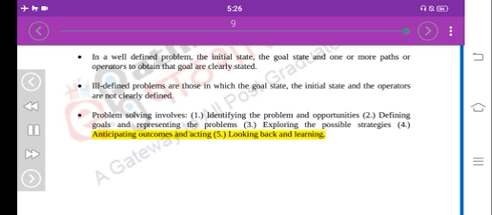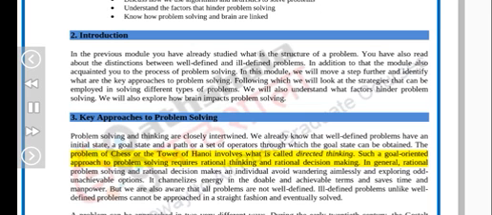Key approaches to problem solving. Problem solving and thinking are closely intertwined. We already know that well-defined problems have an initial state, a goal state, and a path or a set of operators through which the goal state can be obtained. The problem of chess or the Tower of Hanoi involves what is called directed thinking. Such a goal-oriented approach to problem solving requires rational thinking and rational decision-making. In general, rational problem solving and rational decision making help an individual avoid wandering aimlessly and exploring unachievable options. It channelizes energy in the doable and achievable terms and saves time and manpower.